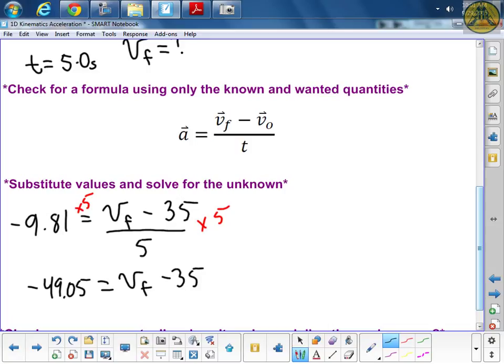Add 35 to both sides now, because the initial velocity was upward, and that's our positive direction. So that's 84.05 equals final velocity. I'm just going to write it again below it with the units and the direction. Actually, we don't need the direction. The answer is positive, so that communicates it's up.